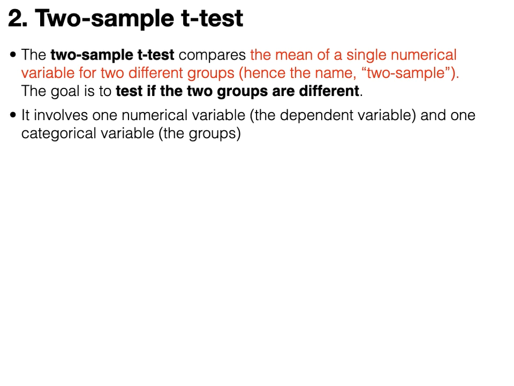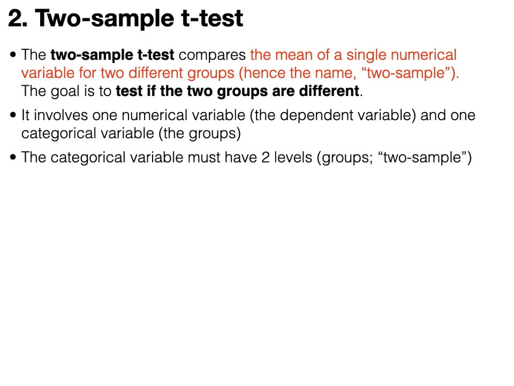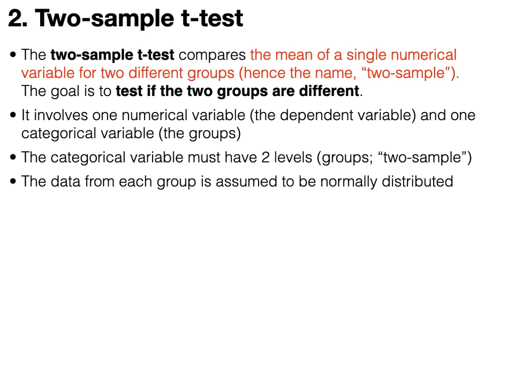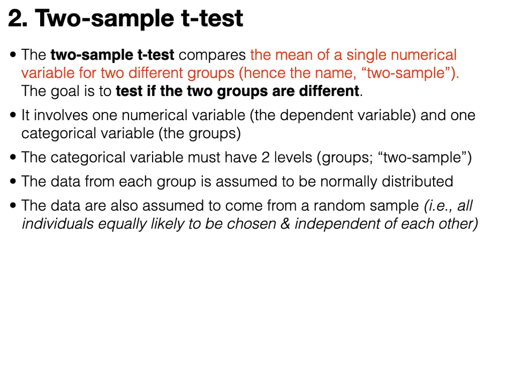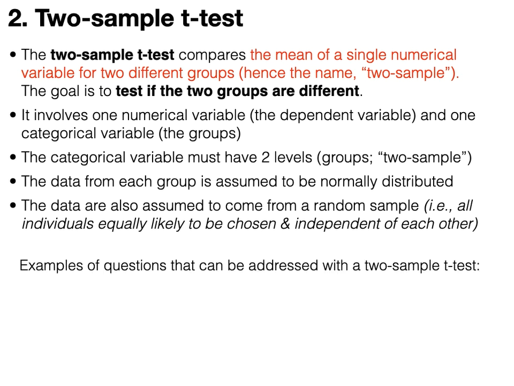So you can also think of a 2-sample t-test as involving 2 variables, one being the numerical variable, the dependent variable, and the other being the categorical variable, which is the group membership here. And so the categorical variable has to have 2 levels, hence the name 2-sample, and the data from each group is assumed to be normally distributed. And as usual, the data are assumed to come from a random sample.